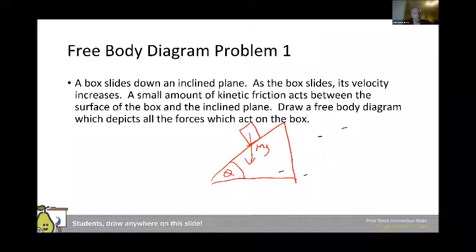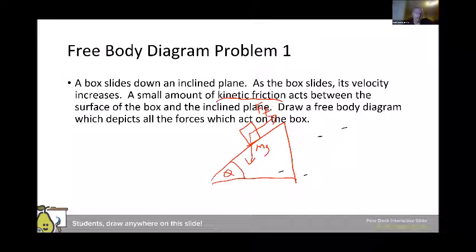All right, another force that we've got acting on this box is the frictional force. It tells us there's a small amount of kinetic friction. The box is sliding down the plane. We know friction always acts in the opposite direction of the motion, which means our frictional force is going to be acting up the plane like so. I'm going to label my friction as F sub F, force of friction.